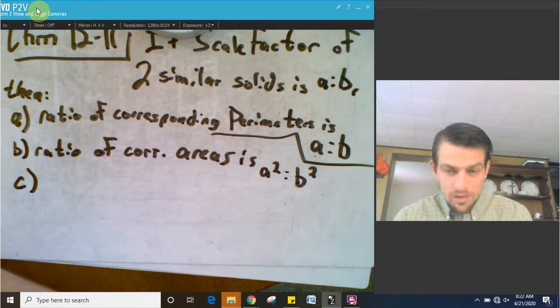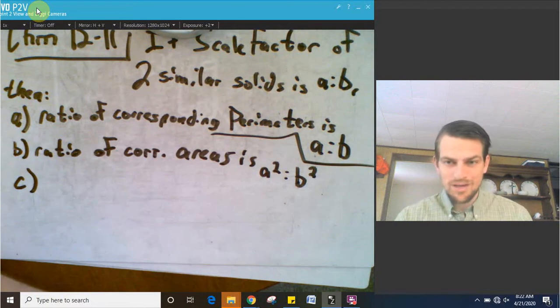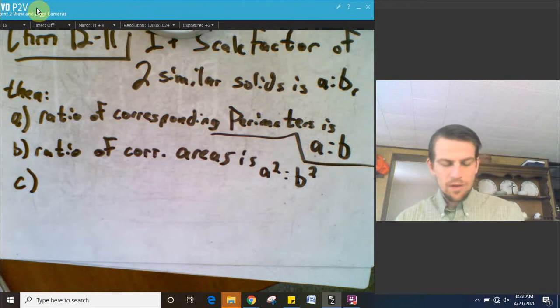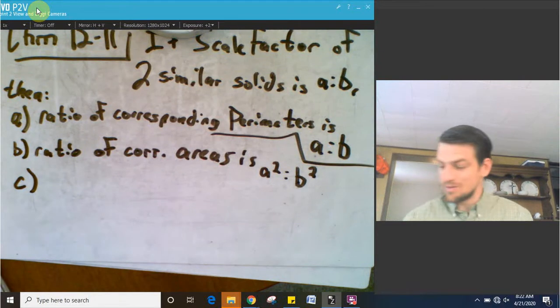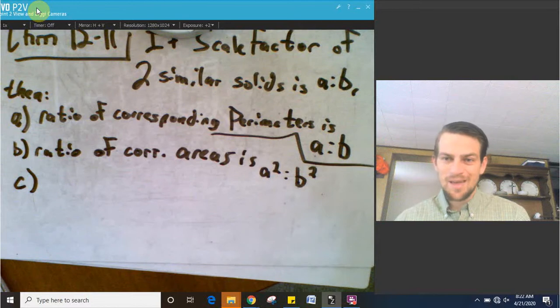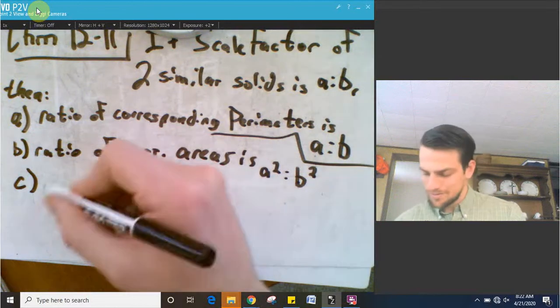Now, part 3 is the new part for this section. Part 3, or C, is that the ratio of the volumes is, and see if you can guess it, there's a pattern, so a to b, a squared to b squared. The ratio of the volumes is going to be a cubed to b cubed.